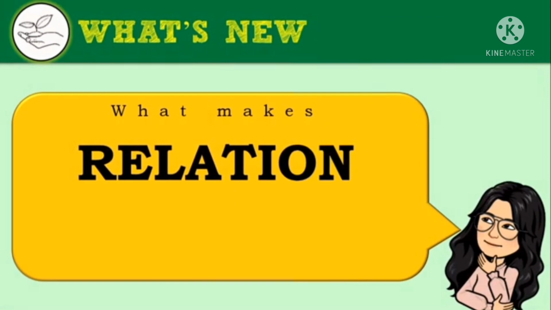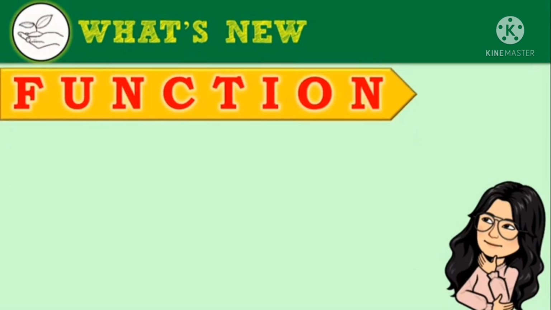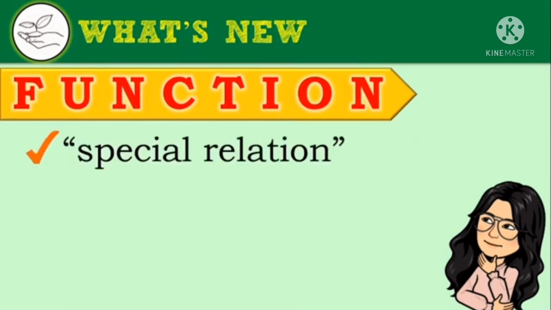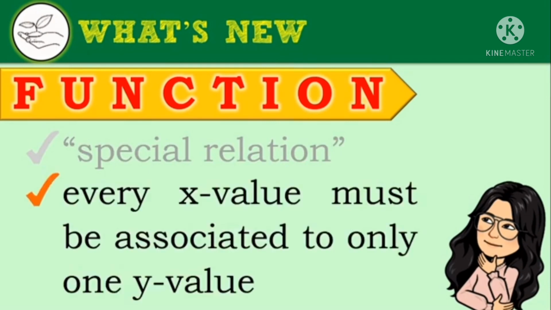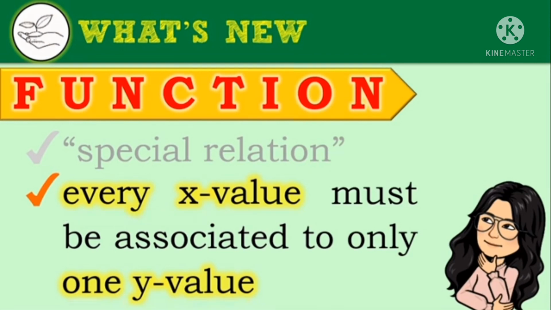What's new? What makes a relation a function? A function is a special kind of relation because it follows an extra rule. Just like a relation, a function is also a set of ordered pairs. However, take note of this. Every x value must be associated to only one y value. I repeat, every x value must be associated to only one y value. That's the most important part of this lesson. Remember that. That's for the definition of our function.